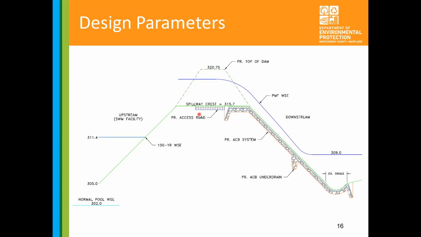And we are proposing an access road on the top that is more structural, so that way maintenance vehicles can go through there and not damage the spillway itself or the crest of the embankment.